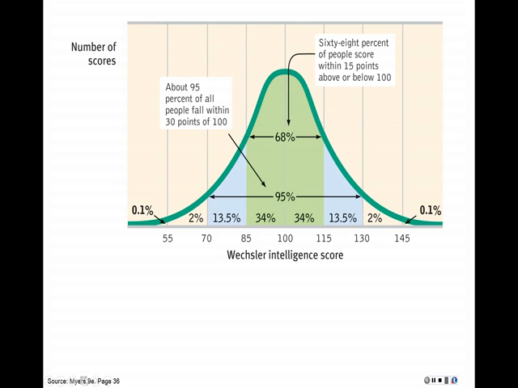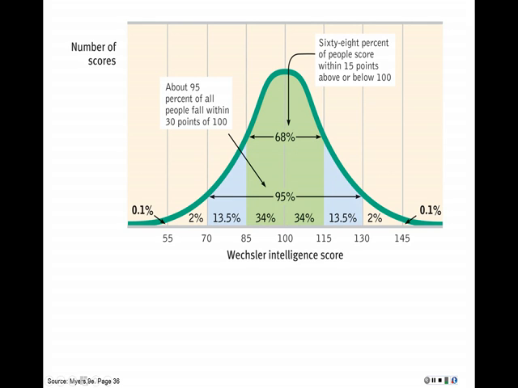Alright, so whenever we're talking about a normal curve, this is what we're talking about. Most people score here in the middle. 68% score between 1 standard deviation below and 1 standard deviation above. 95% score between 2 standard deviations below and 2 standard deviations above. Over 99% score between 3 standard deviations below and 3 standard deviations above, and then the tiny remainder are out in these tails. So that's a normal distribution.